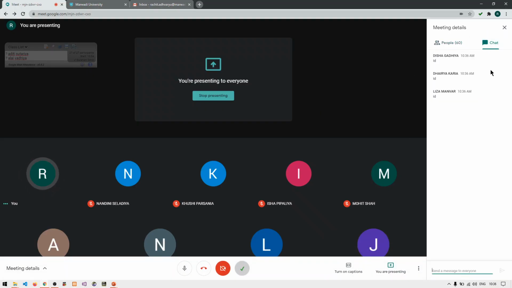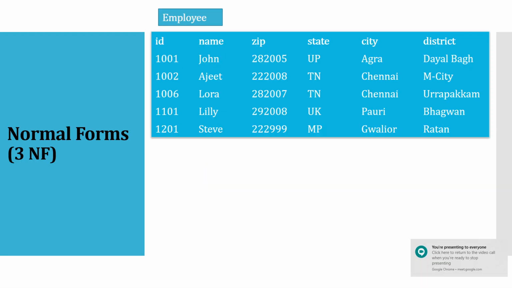Okay, I have got one answer: ID. Only ID will be a super key. Please check the table again. I want all the possible sets of super keys here. The column names are ID, name, zip, state, city, and district. Or you can say area instead of district. That is okay.